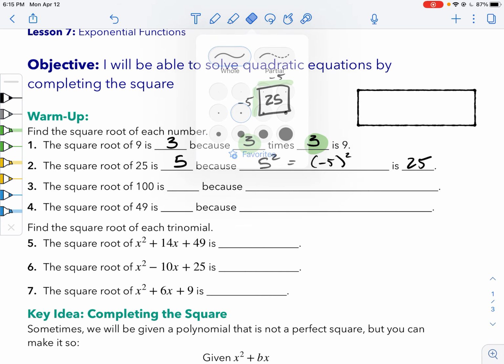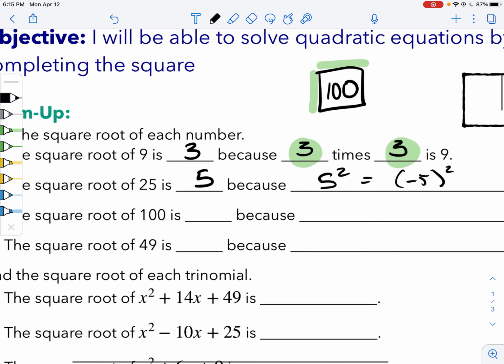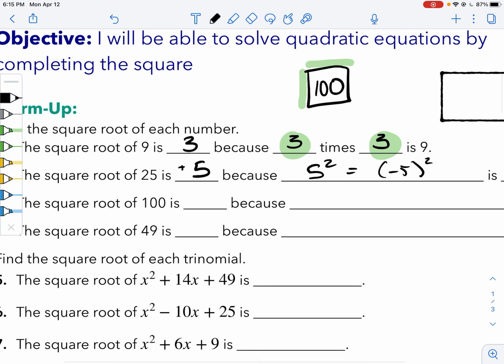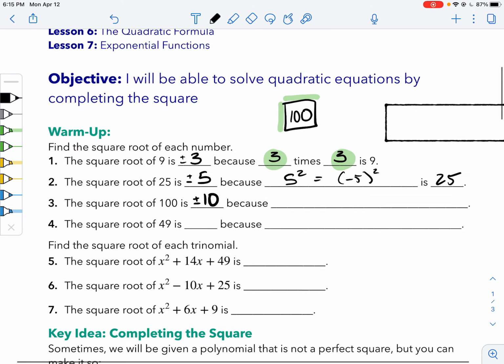Okay, new puzzle for you. Now it's a square of 100. The square root of 100. Oh, I'm sorry, I didn't even finish the last one. Yes, it's positive 5, but it's also negative 5, so you can write plus or minus 5 like that. So the square root of 100 is not just 10. It is plus or minus 10, because 10 squared and negative 10 squared are both 100.